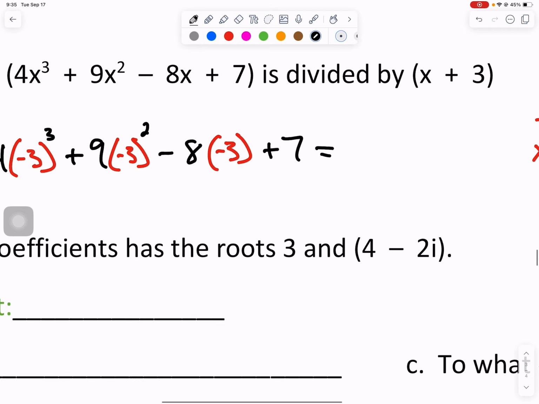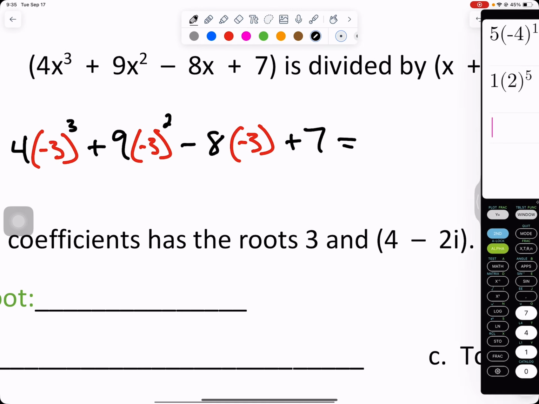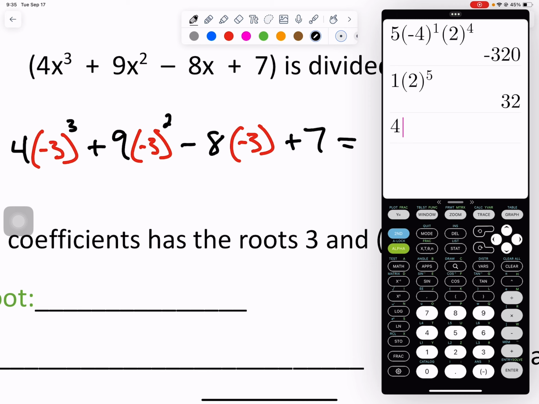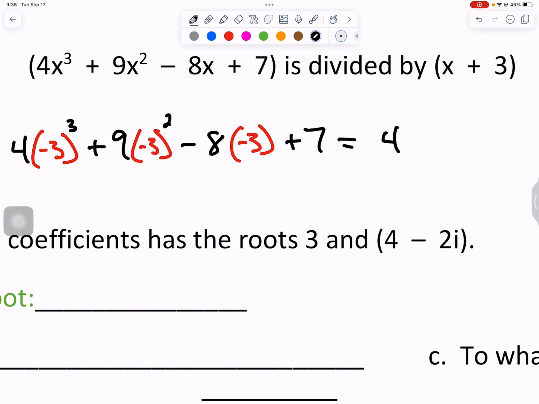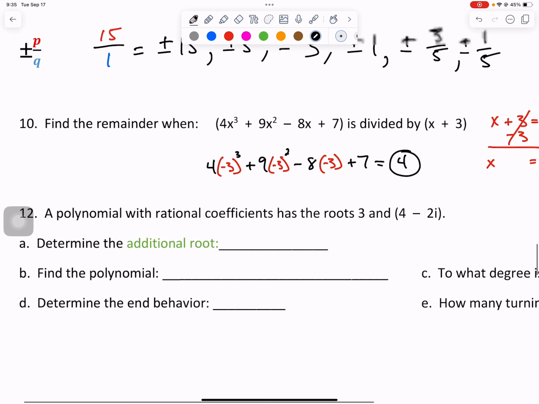Let's go ahead and plug it in. Hold on, trying to pull in the calculator. There we go. 4, open a parenthesis, -3, close parenthesis, up arrow, 3, right arrow over, plus 9, open a parenthesis, -3, close parenthesis, x squared, minus 8, open a parenthesis, -3, close parenthesis, plus 7 equals 4. What up, easy?